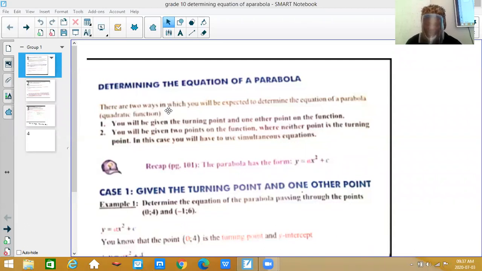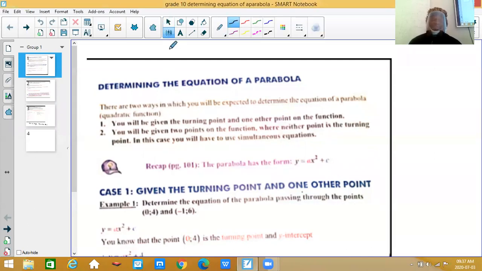In this case, you will have to use the simultaneous equation. You remember how we solve the simultaneous equation using the method of elimination and substitution. Basically, those were the two methods that we used, right? Now, the general format of a quadratic equation is in the form y is equal to ax squared plus c. We want to look into the first case.